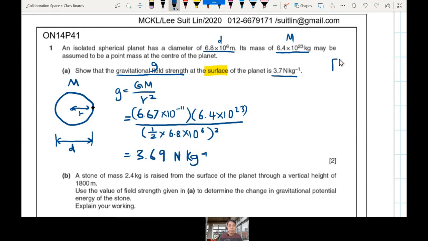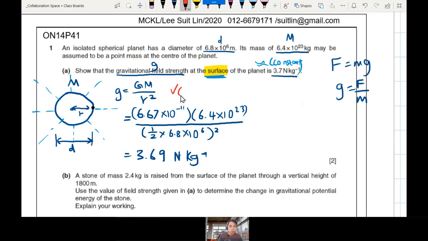You know why Newton per kg, right? Because F equals mg, so g equals F, Newton, per mass, kg. That's how you know the unit of gravitational field strength. How strong is the field at the surface? Come, we draw field lines also. See the field lines? The field is roughly constant at the surface.